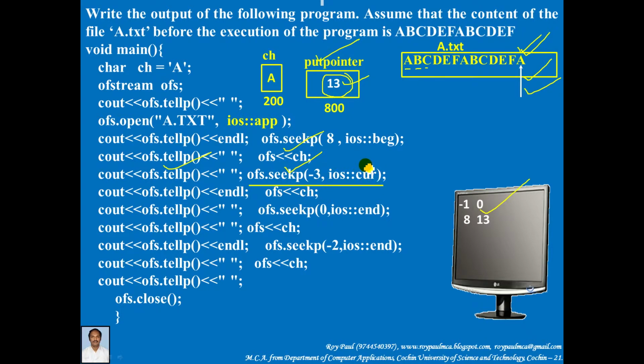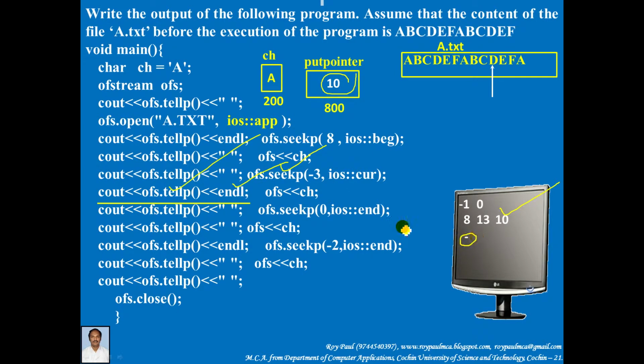seekp changes the file pointer. How does the change occur? From the current file pointer position, the pointer is moved by 3 characters backward. So calculation must be done like this. Current file pointer position means 13. So 13 minus 3, your put pointer contains 10. And what is the meaning of this 10? This is the new position of the file pointer from the beginning. So which means your file pointer will be 3, 6, 9. And here your file pointer will be below this character. After this, next statement, tellp returns the current value for put pointer, so you get 10. And because of this endl, the cursor goes to next line.